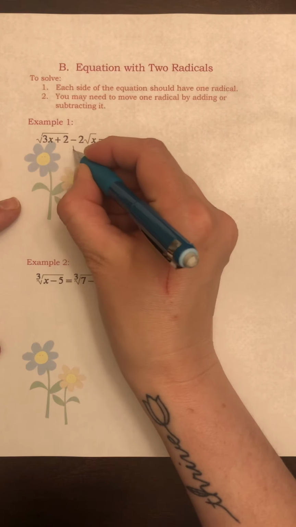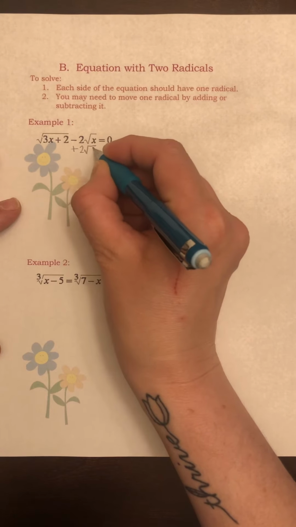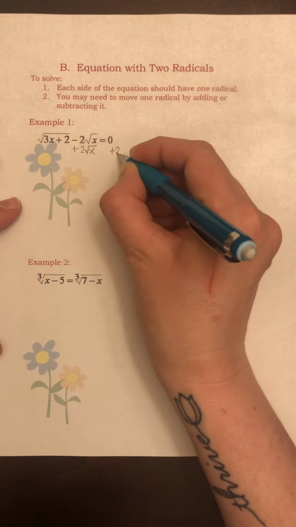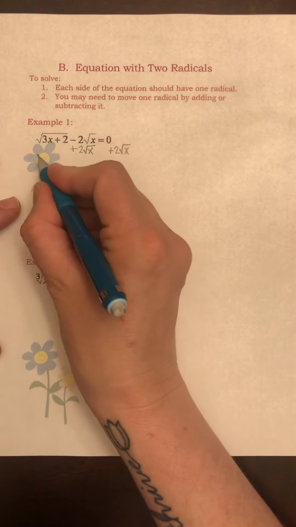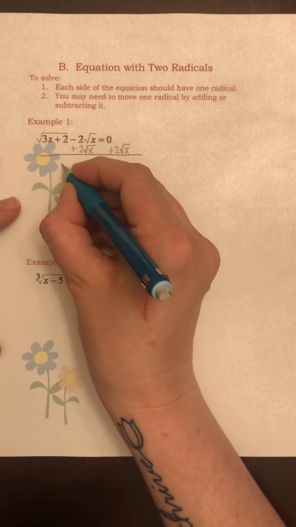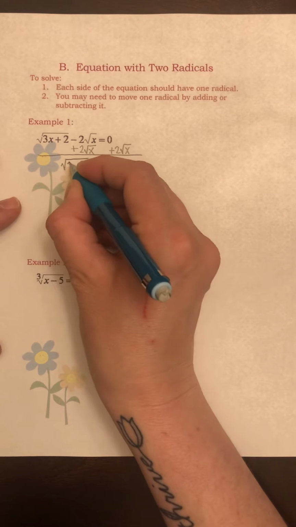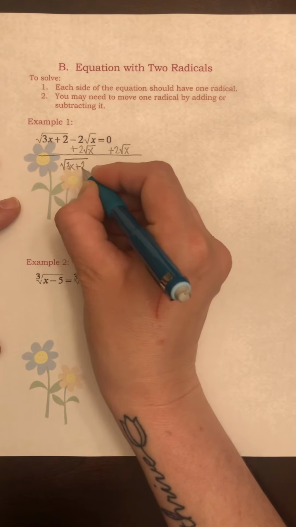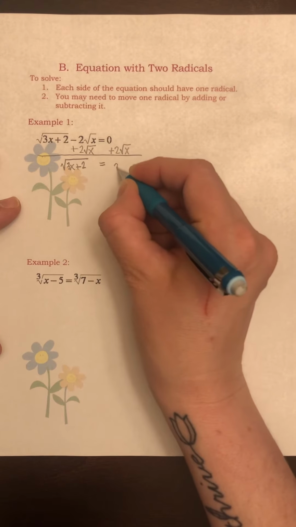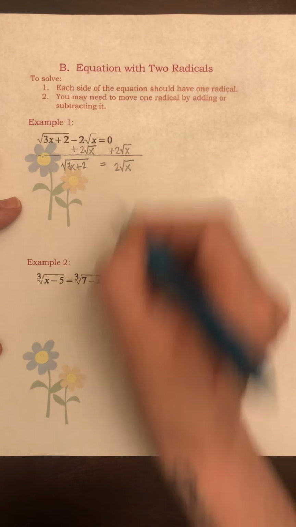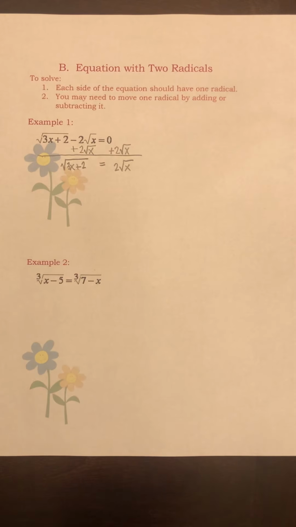So I'm going to start by adding 2 times the square root of x to both the left and the right hand side of the equal sign. So I have the square root of 3x plus 2 equals 2 times the square root of x. So I moved one of those radicals over. I now have a single radical on both the left and the right hand side.